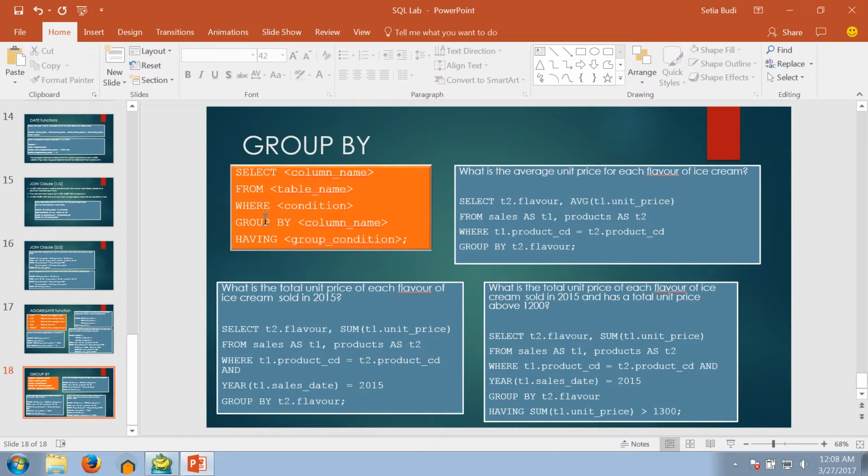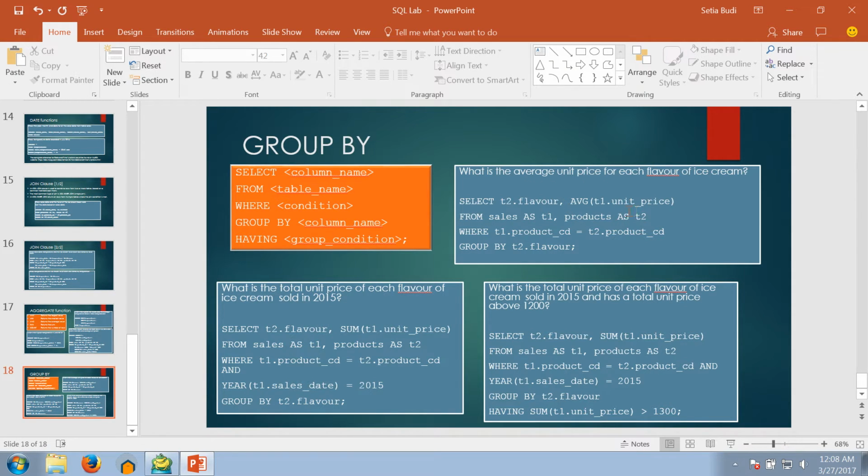There is also another keyword here, which is having. Having is always placed after group by. Having and where have some similarity: where is used to filter the rows and having is used to filter the groups. I'm going to give you a little more explanation by example, so let's jump straight to the example.